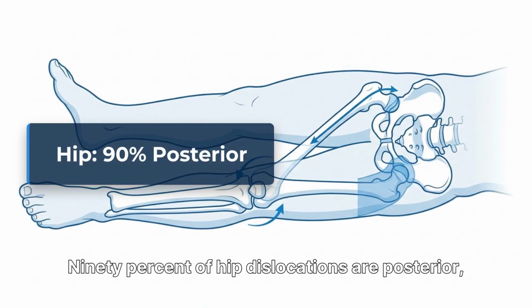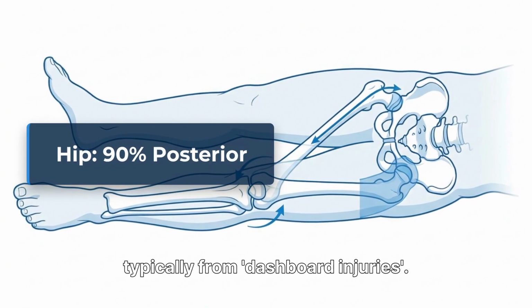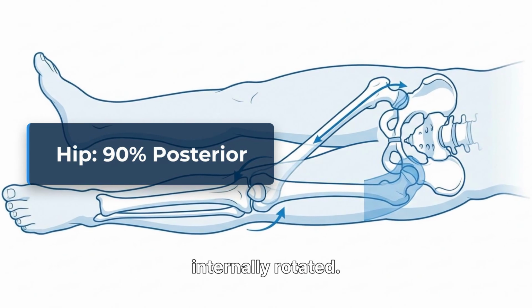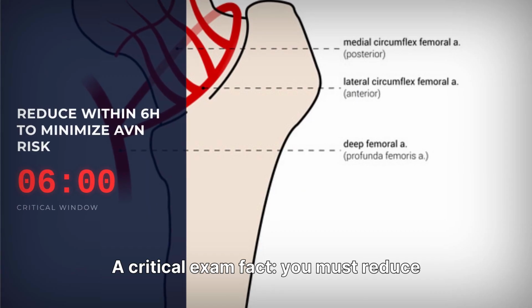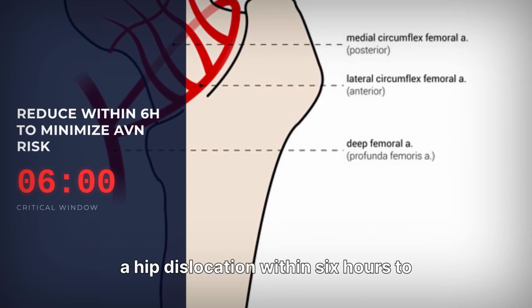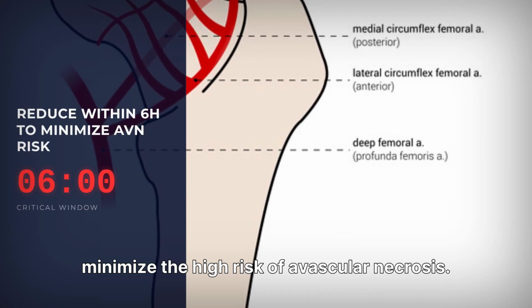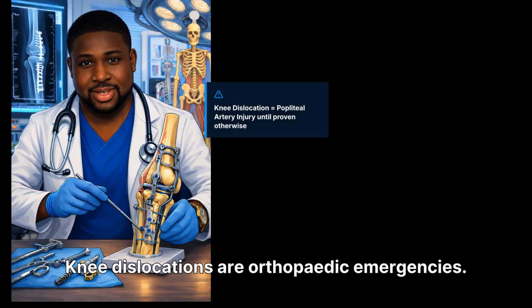90% of hip dislocations are posterior, typically from dashboard injuries. The limb is held flexed, adducted, and internally rotated. A critical exam fact: you must reduce a hip dislocation within 6 hours to minimize the high risk of avascular necrosis. Knee dislocations are orthopedic emergencies.